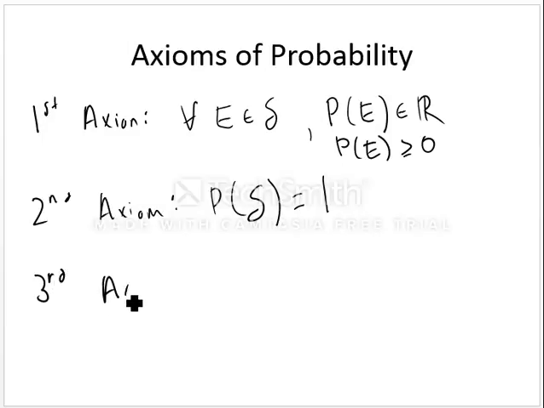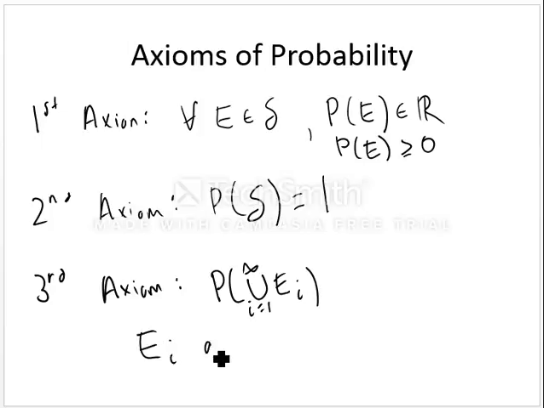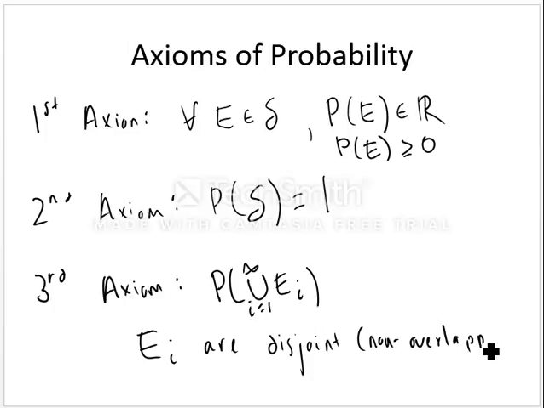And then our third axiom is the following. If I take the union of an infinite sequence of events that are special events, so this is a countable sequence where they're mutually exclusive or disjoint, so the E_i are disjoint or mutually exclusive. This means non-overlapping, so they have no outcomes in common. Another way to say it.